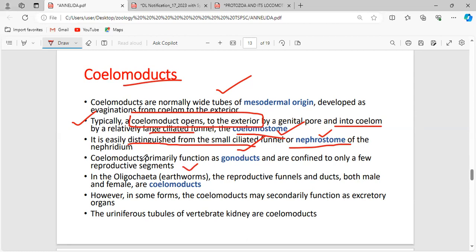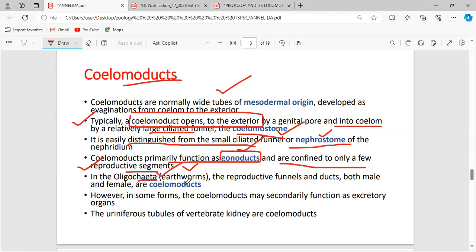Clear? Now, the coelomoducts primarily function as gonoducts. What is their function? Gonoducts are confined to only a few reproductive segments. See, the coelomoducts are related to what? A reproductive function. They act as gonoducts. And these coelomoducts or gonoducts are confined only to a few reproductive segments, not all the reproductive segments. In Oligochaeta, what is it?